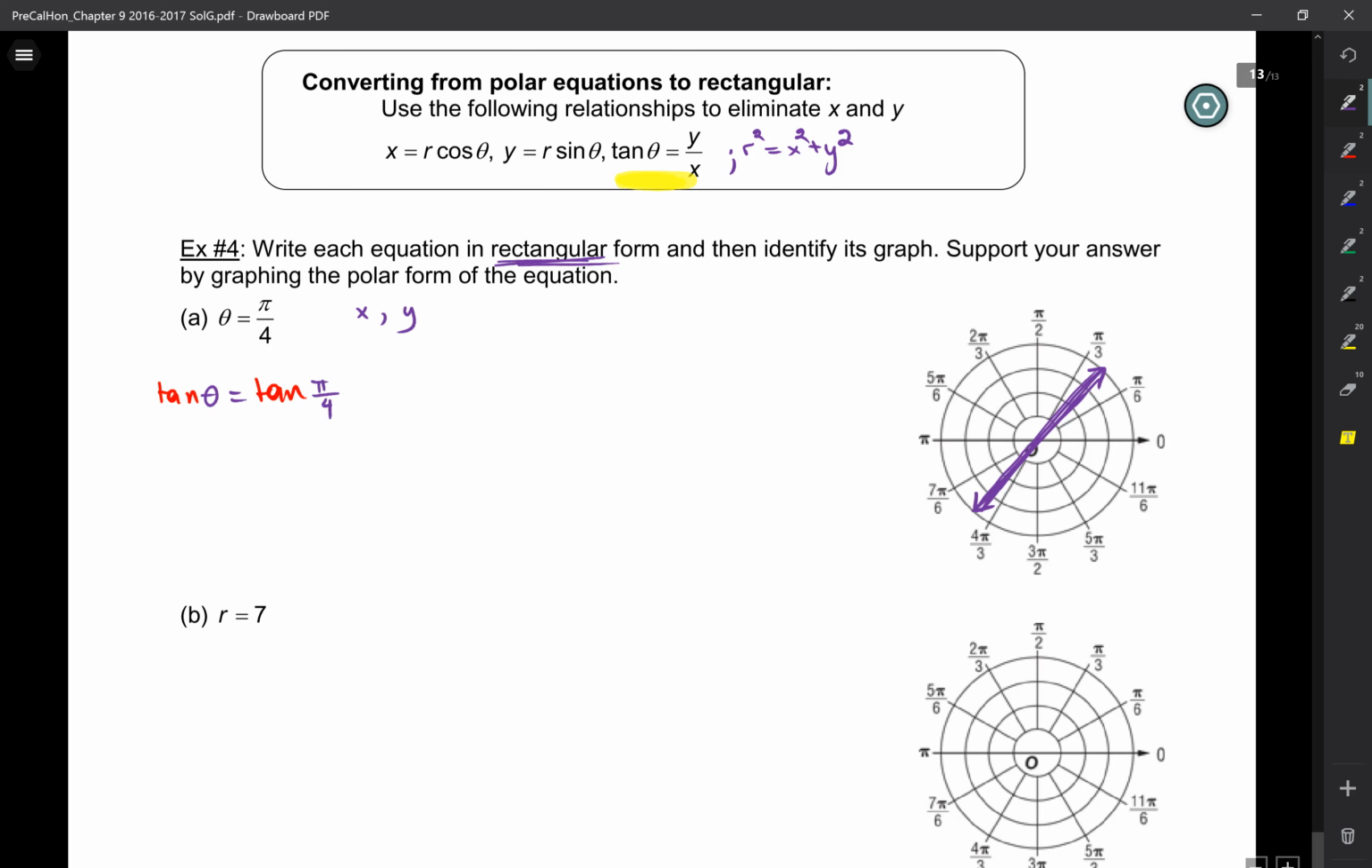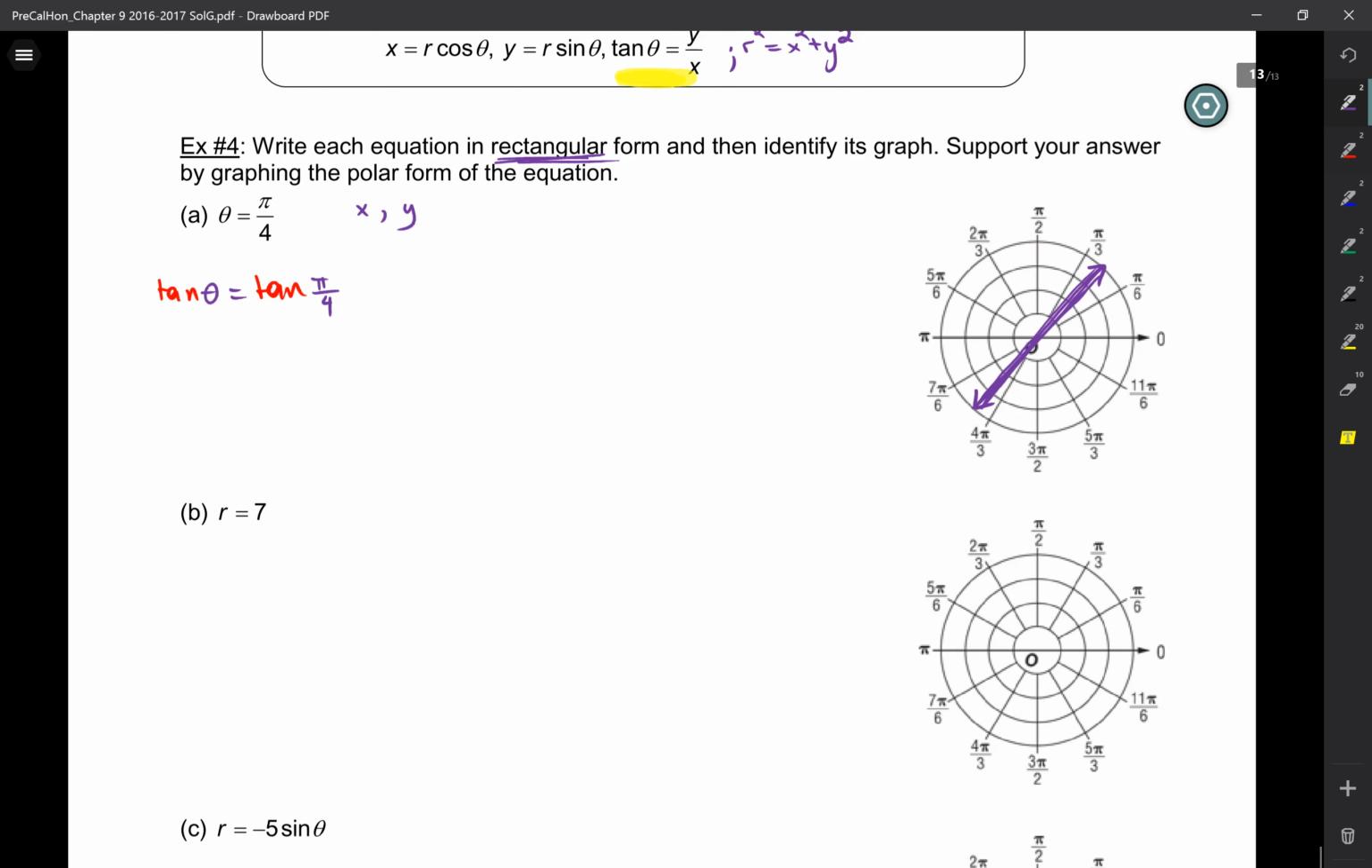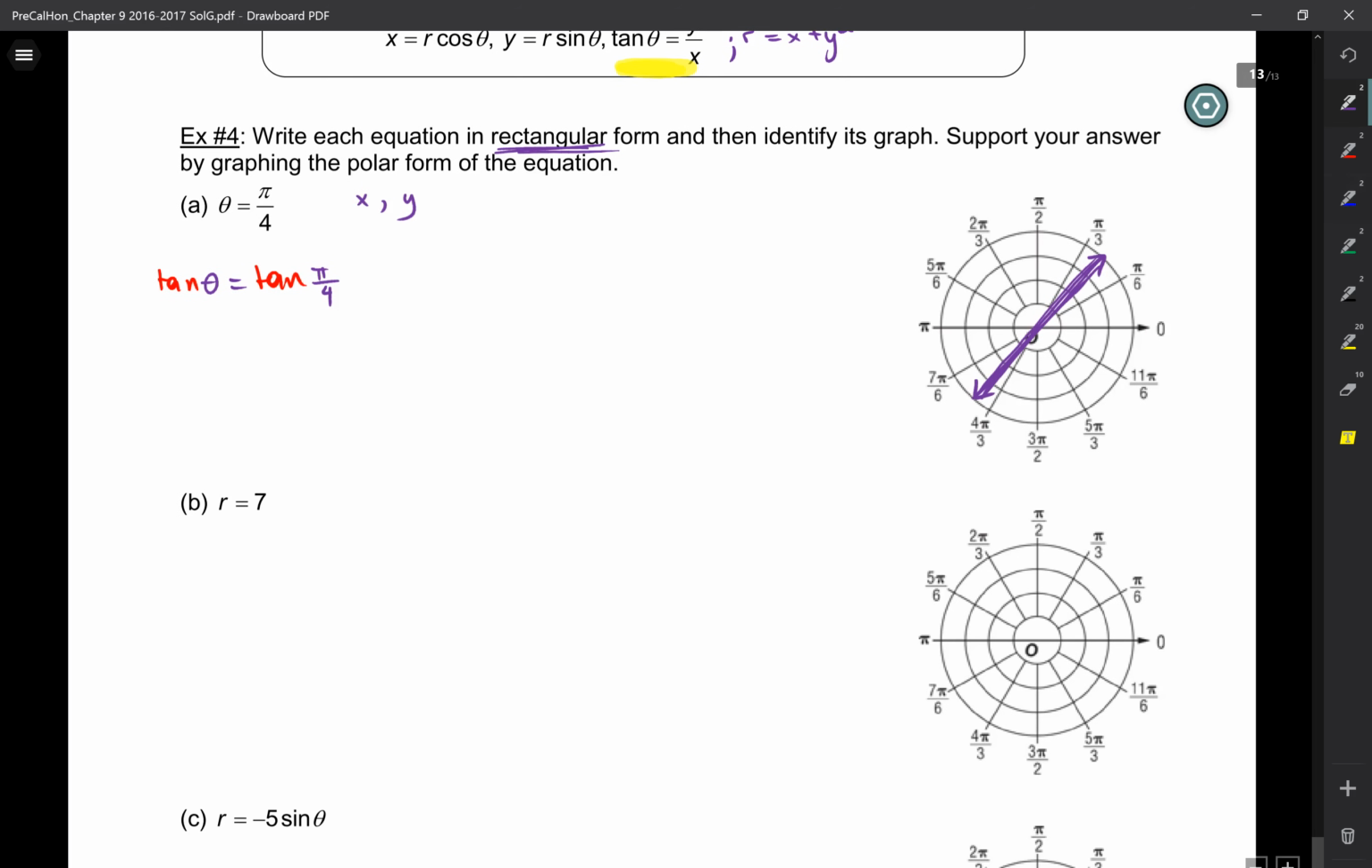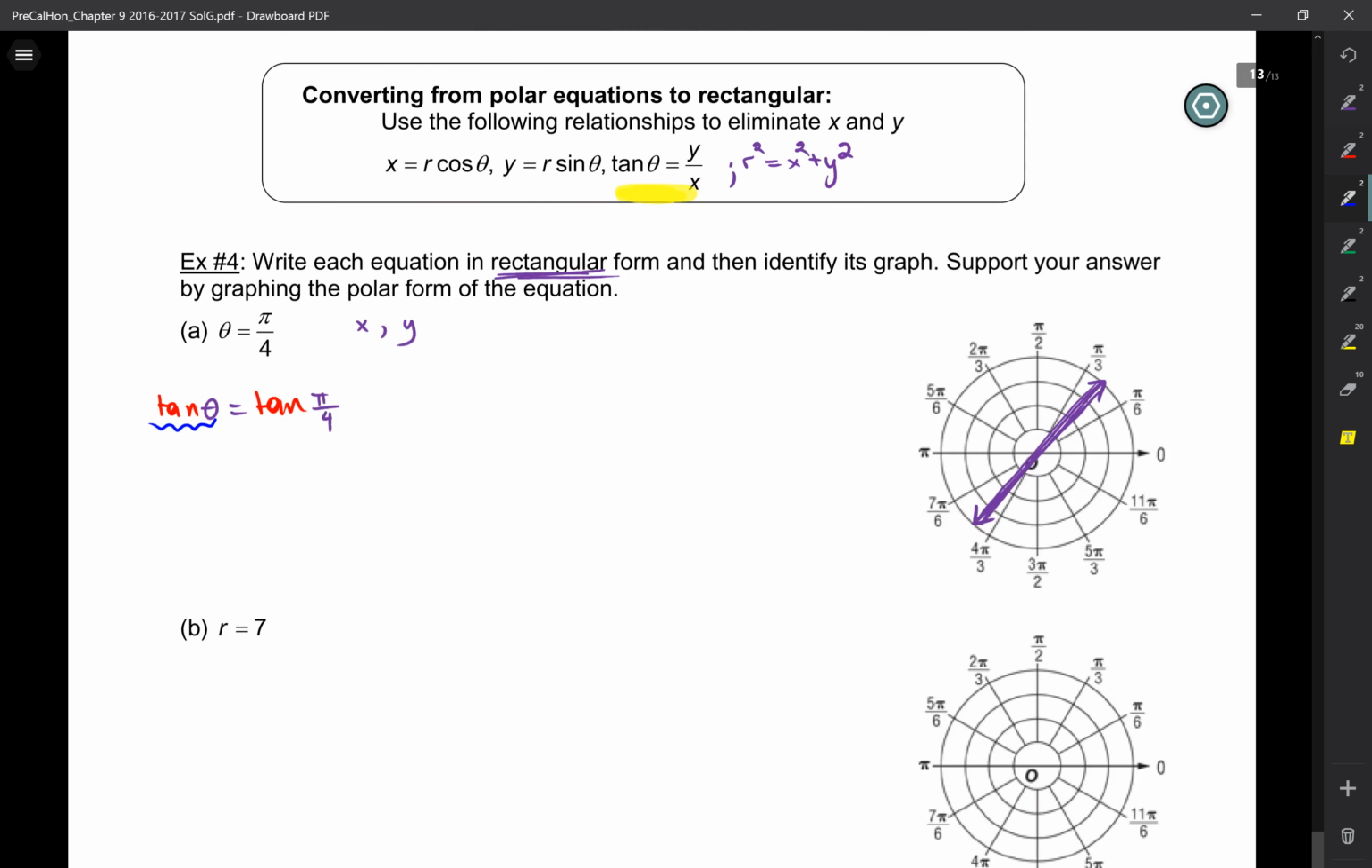Okay? Why did I do that? So what was the reasoning? Because I need x and y. What connects theta to x and y? It's the tangent. So I can take the tangent of both sides. Okay? One sec. So now, what is tangent of theta equal to? It's y over x, is equal to tangent of pi over 4.